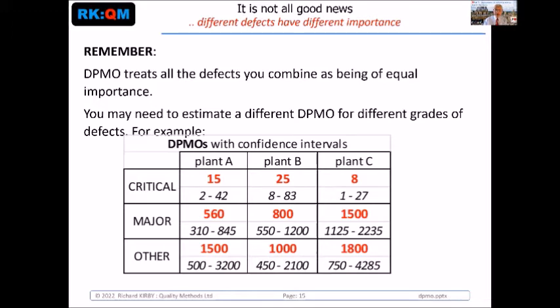Note that as we're talking here about predicting the quality of all the cans produced, from measuring only a sample of the production, the confidence intervals of our prediction are included. What do I mean by confidence intervals? Well, at plant A, the critical DPMO is calculated at 15, but the true DPMO is likely to be somewhere between 2 and 42. And when I say likely, I have calculated this range to be 95% confident. It will be between 2 and 42, 19 times out of 20.